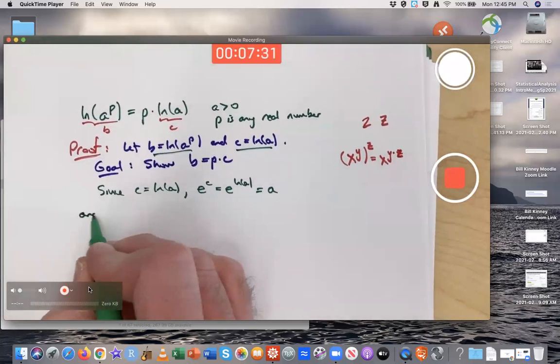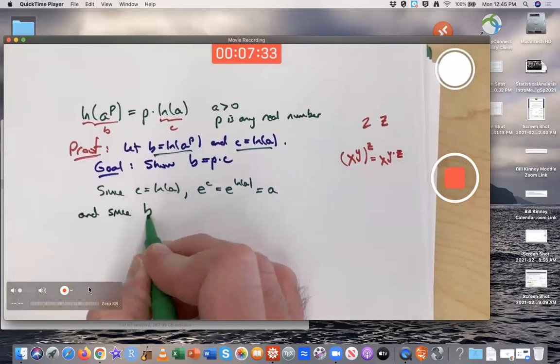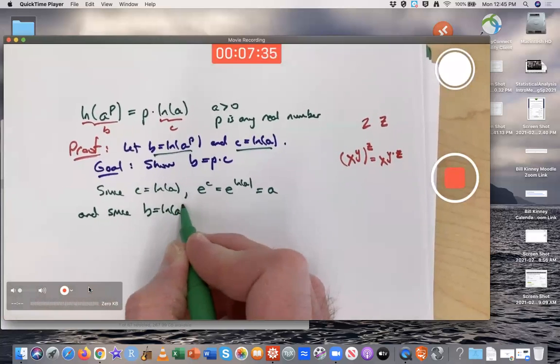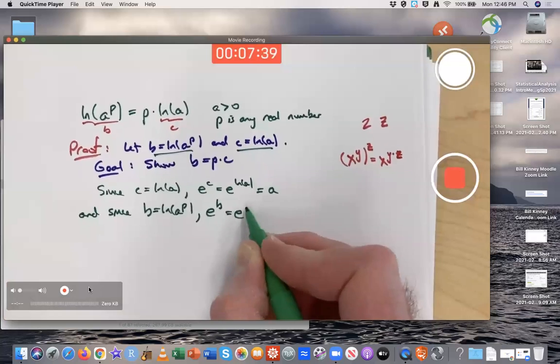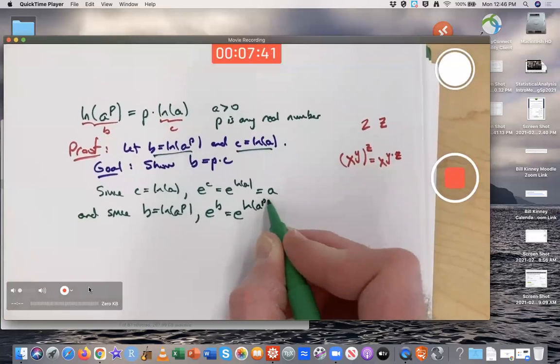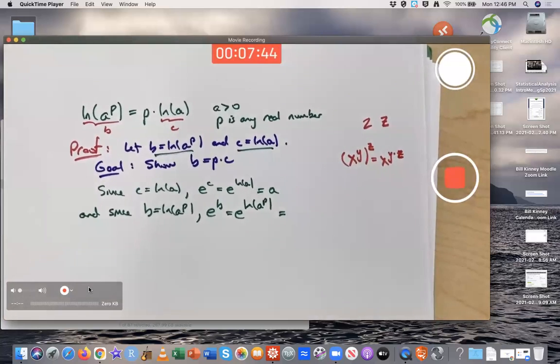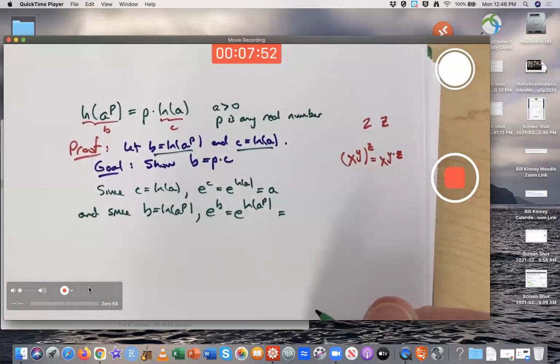And since b equals natural log of a to the p, e to the b, or e to the natural log of a to the p, equals what? Same kind of argument here. This equals.